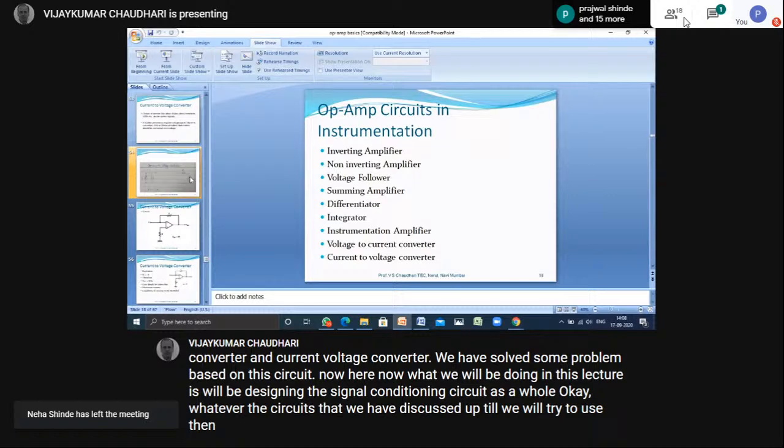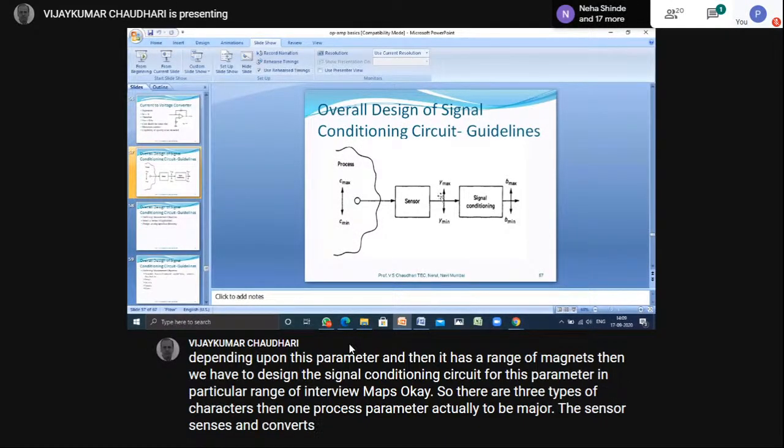So there are three types of parameters then. One, the process parameter actually to be measured. When the sensor senses and converts into voltage or current, whatever it is, its range, right, or temperature, whatever.